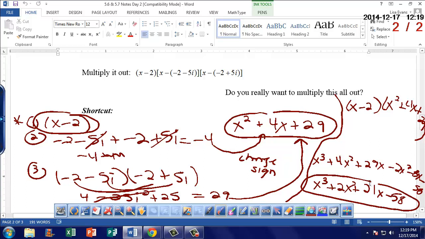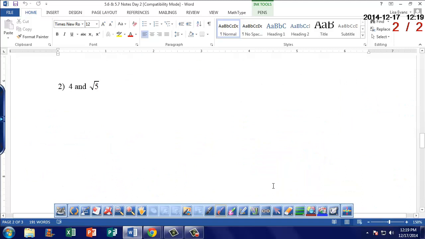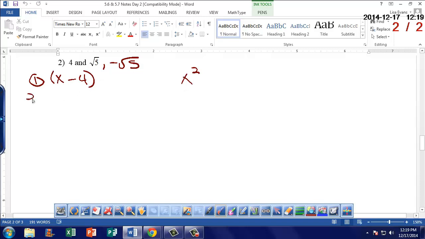Now let's go ahead and try that again, this time with square roots. Okay, so this is what I'm given, 4 and square root of 5. I have a square root, so I know I also have the conjugate, the negative square root of 5. Step 1, we're going to write our factor with our real number. That would be x minus 4, and while we do that, we're going to write x squared. Now we're going to add the conjugates. Square root of 5 plus negative square root of 5 is 0. We don't need to change the sign on a 0, but if you want to, so you remember to change the sign, go ahead.